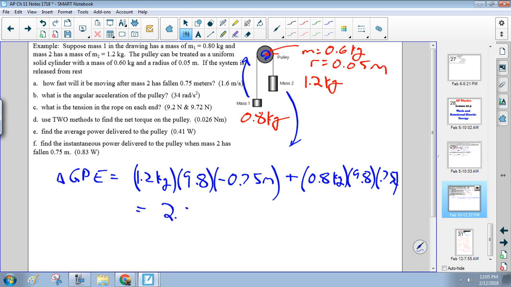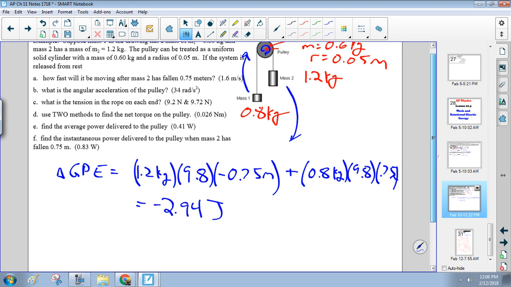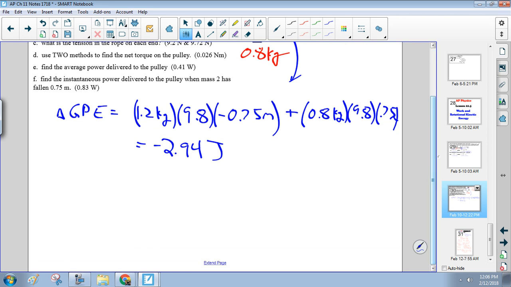It's 2.94 joules. I don't know what I did with my answer key. But it's negative, right? We're going to lose more than we gain. Well, that means that energy must be gained somewhere else, right? So that means that our change in KE and our change in RKE have to add up to positive 2.94 joules, right? So let's write an expression for that.